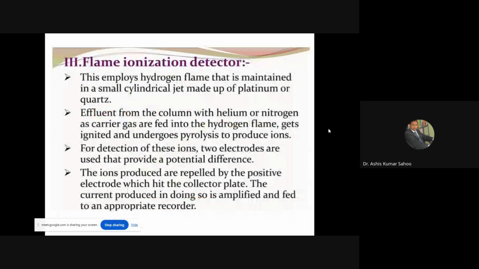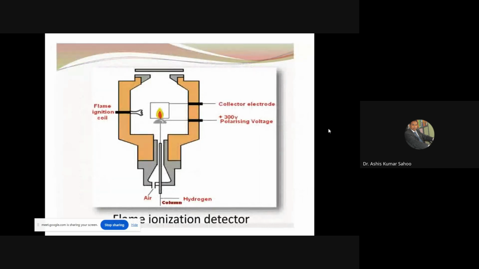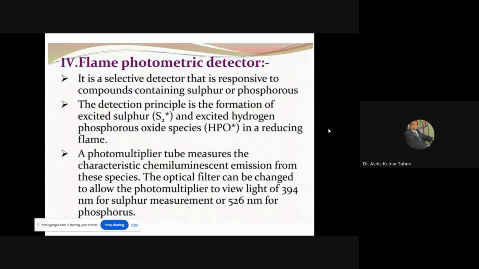So flame ionization detector: this is one where a flame will be given and ions are collected at the collector electrode. Flame photometric detector.